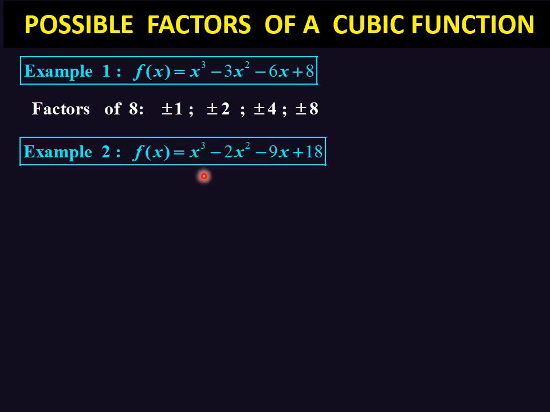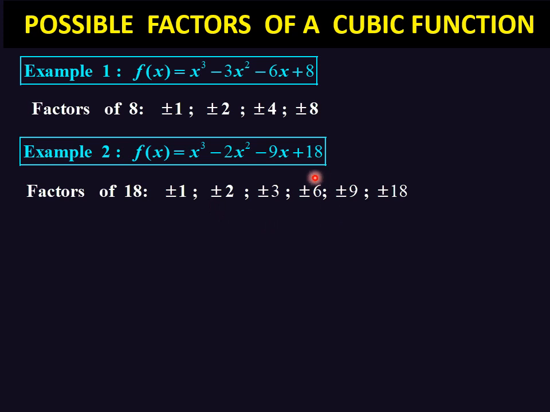Similarly, if I take this one, x cubed minus 2x squared minus 9x plus 18, what are the factors of 18? Those are quite a lot of factors of 18. You can have the positive one or the negative one, and similarly positive 6 and negative 6. But the product of 3 of them should make 18. So you have many combinations there.